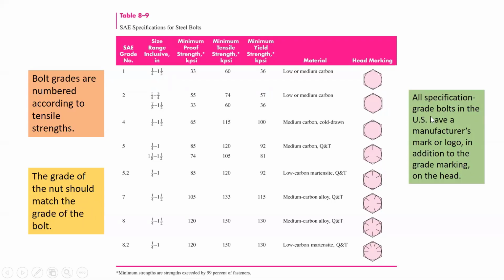All specification grade bolts in the United States have a manufacturer's mark or logo in addition to the grade marking on the head. And these marks confirm that the bolt meets or exceeds specifications. If the marks are missing, you might have an imported bolt. And for imported bolts in the US, there are no requirements to meet specifications. So check for these head markings.